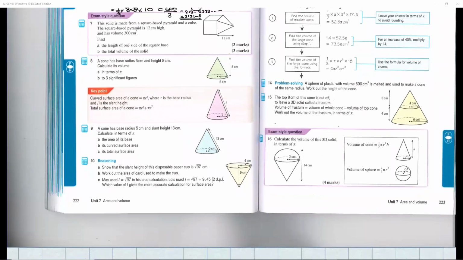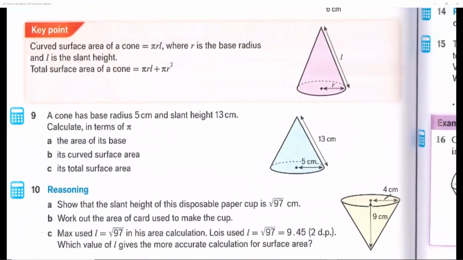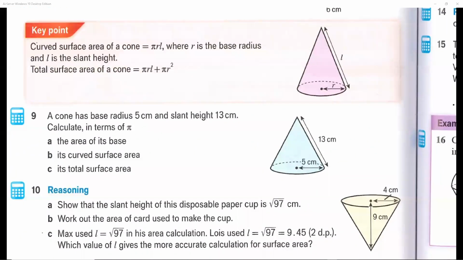Ooh, the surface area. Okay, everybody, please quickly copy down this formula. Key point, the curved surface area. The curved surface area of the cone is this area here of the curvy bit. The CSA, curved surface area, is pi RL. Remember that: pi times the radius times L, where L is the slanting height, the slant height.